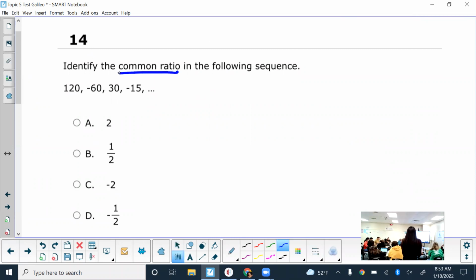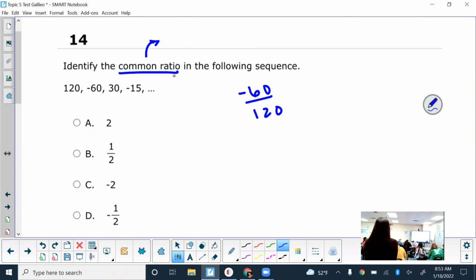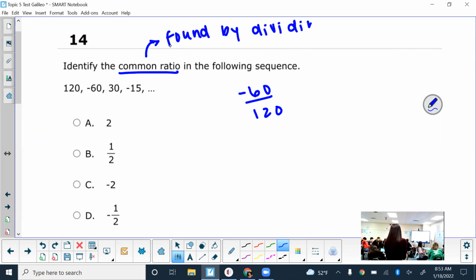Identify the common ratio. How do you find that? -60 over 120. So if you want to write a formal definition, or rewrite this example in that box, go ahead. But what I would write to help me is that the common ratio is found by dividing each term by its previous term.